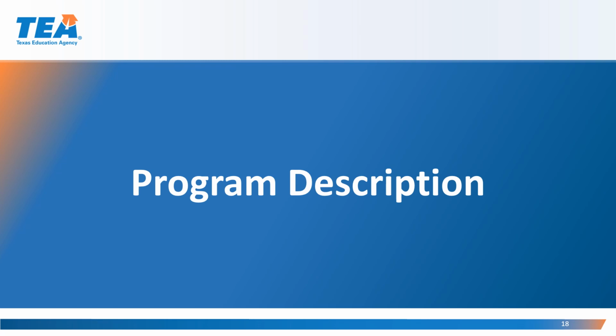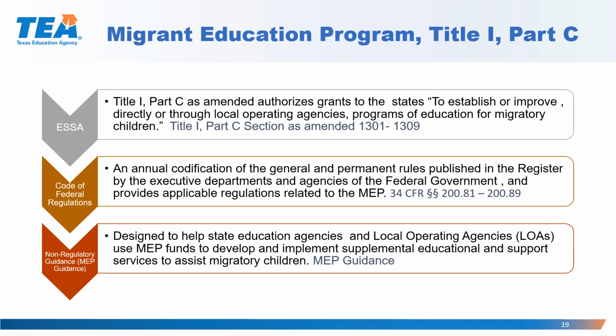Program description. The Title I Part C program is a federal program. Title I Part C, as amended, authorizes grants to the states to establish or improve, directly or through local agencies, programs of education for migratory children. The Code of Federal Regulations provides applicable regulations related to the Migrant Education Program. The Non-Regulatory Guidance, or MEP policy guidance, provides guidance to states and local operating agencies or local education agencies in the use of funds and implementation of supplemental educational and support services to assist migratory children.